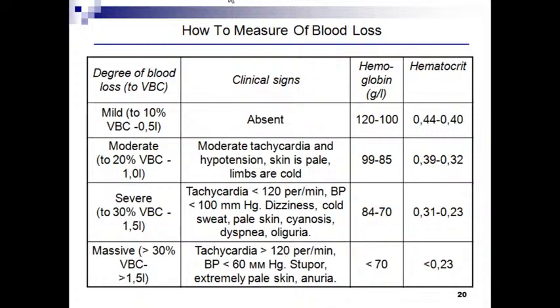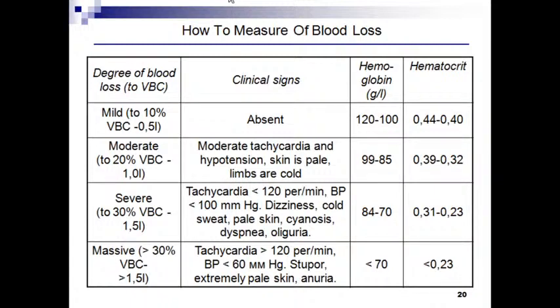If the tachycardia is severe, up to 120 beats per minute, or blood pressure less than 100 millimeters of mercury, the patient has general symptoms of blood loss: general dizziness, profuse sweat, pale skin, cyanosis, dyspnea, oliguria. The blood loss is severe, up to 30%.